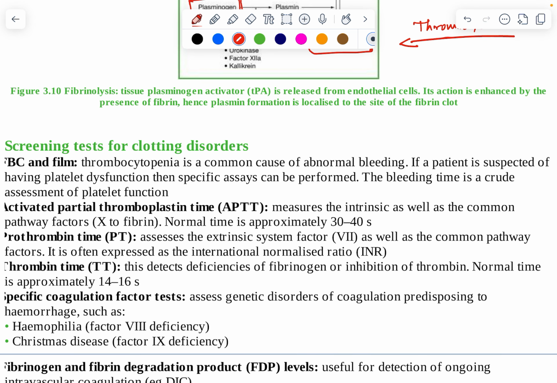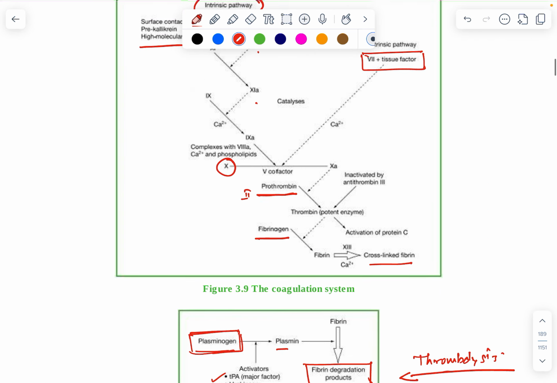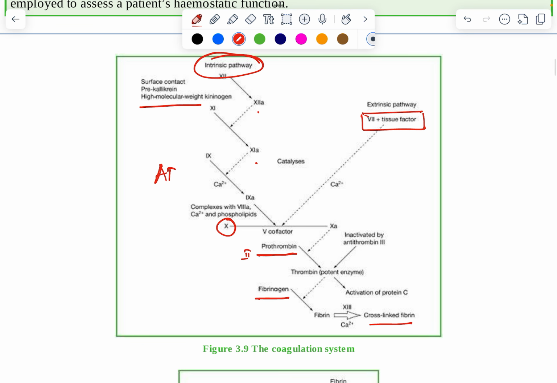Now the screening blood tests. What tests do you do? Full blood count and film. Thrombocytopenia is most important, so the platelet count has to be measured. Platelet dysfunction needs a specific assay. Then APTT, which tests the longer pathway. Here the main action is from heparin, and this is the intrinsic pathway.